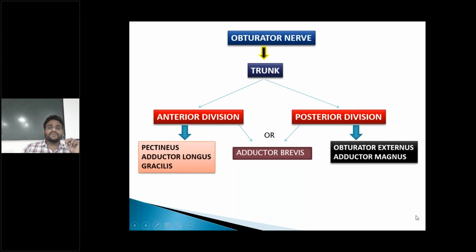So we can compare this obturator nerve with the femoral nerve. For the femoral nerve and obturator nerve, you see similar points: common origin, common root value, and the branches are also the same, anterior division and posterior division. Like that, we can compare the obturator nerve with the femoral nerve. Okay, now we move to the next topic.